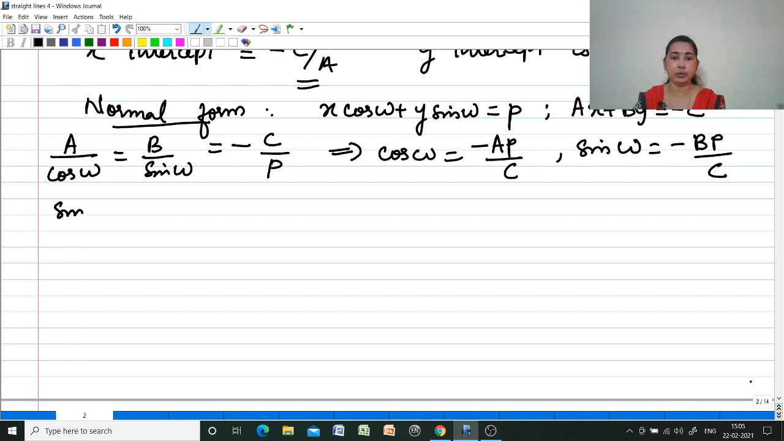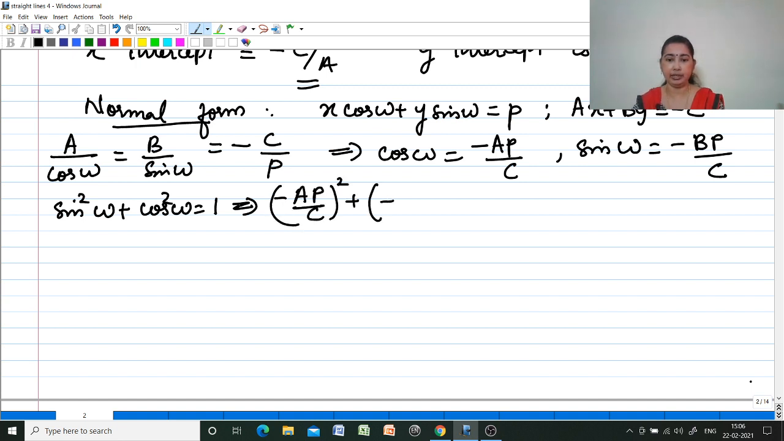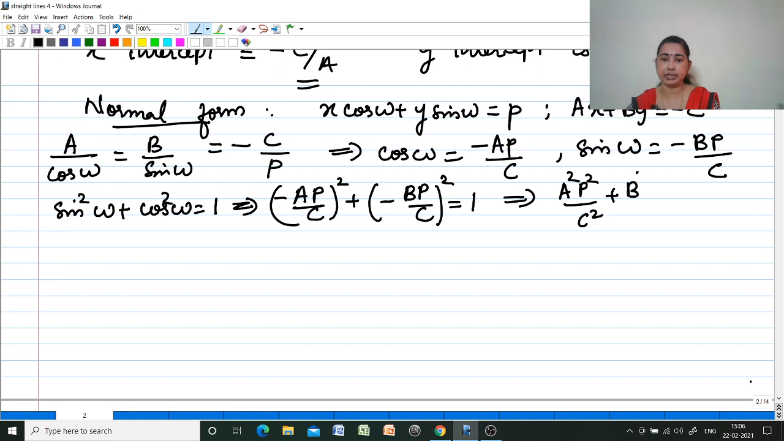And what is sin square omega plus cos square omega? That is equal to 1. Sin square omega plus cos square omega is 1. So substituting in this, sin square omega is b square p square by c square, and cos square omega is, squaring this, a square p square by c square. So minus ap by c whole square plus minus bp by c whole square is equal to 1, or a square p square by c square plus b square p square by c square is equal to 1.